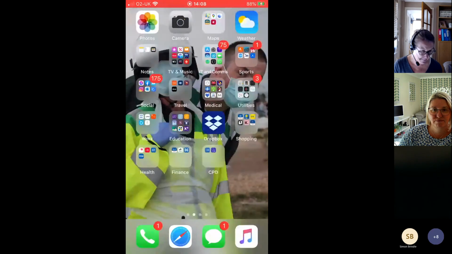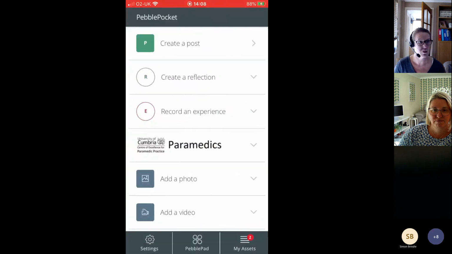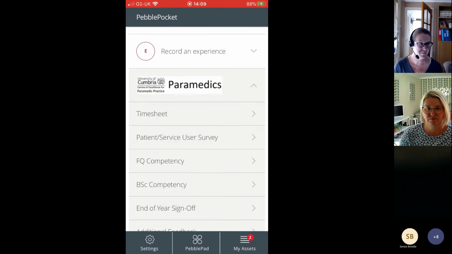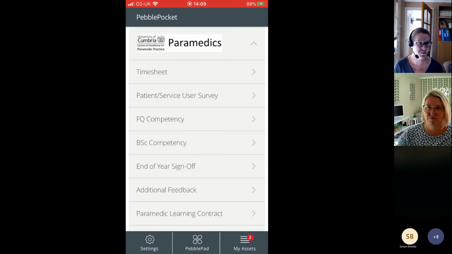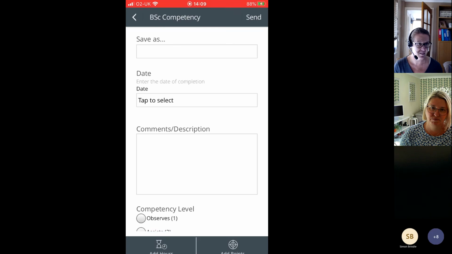So the Pebble Pocket app looks like this. As I said, the main one that the students will use is the one that says University of Cumbria Paramedics. Go into that and it's got lots of different templates that they can use. The timesheet we ignore because that's done in a different system. The main one they're going to use through this is the BSc competency.